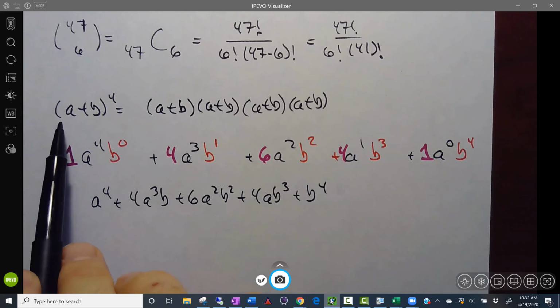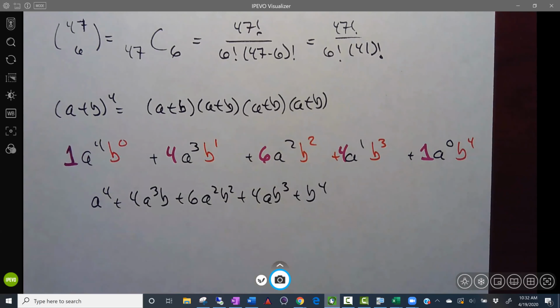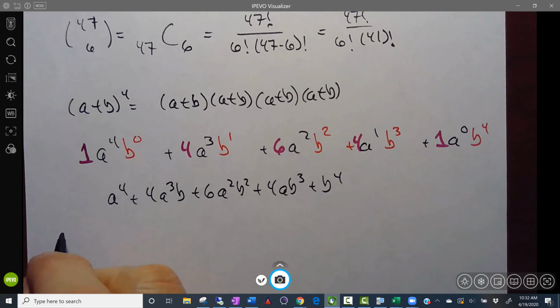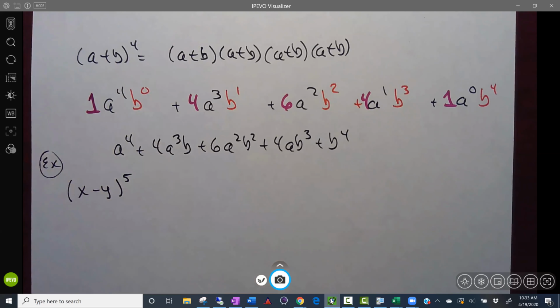What's going to start happening though is you're going to have different terms other than just a and b. So we're going to try and make this more general so that it doesn't just apply to a very special case. So let's look at a problem like this one. X minus y to the 5th power. So we'll do this one, for example. This one's out of your homework.